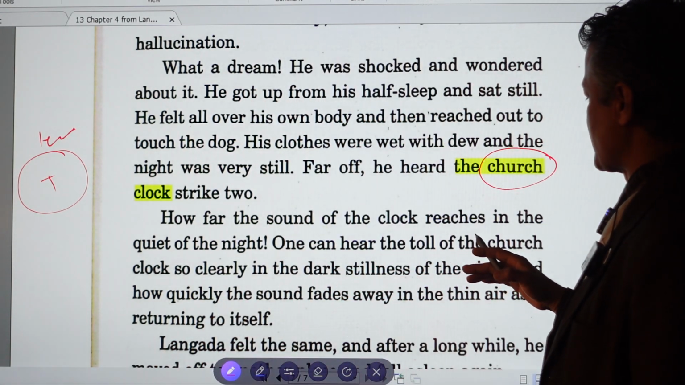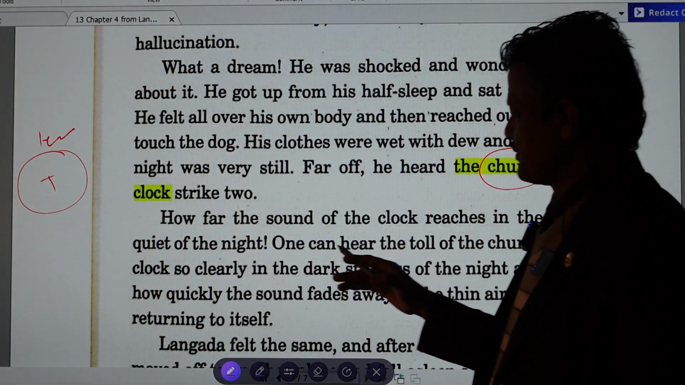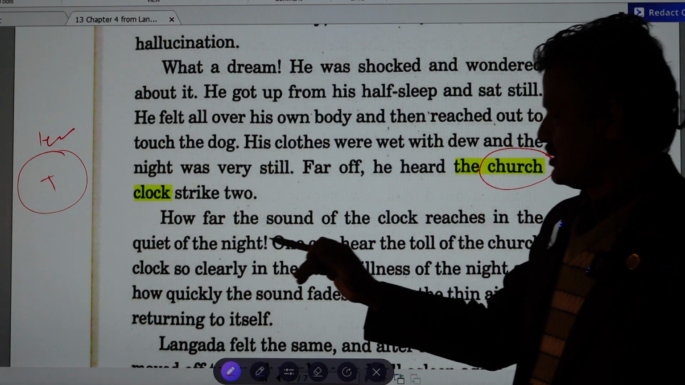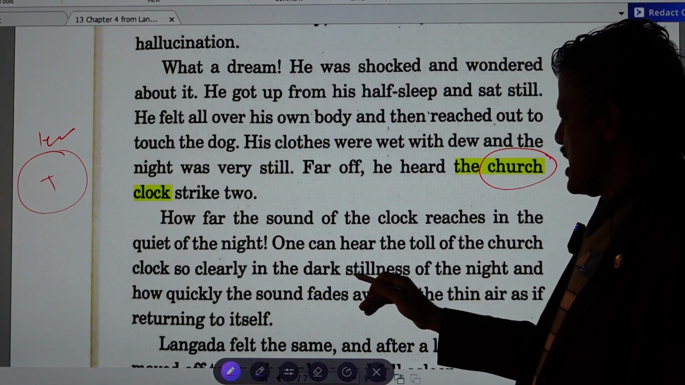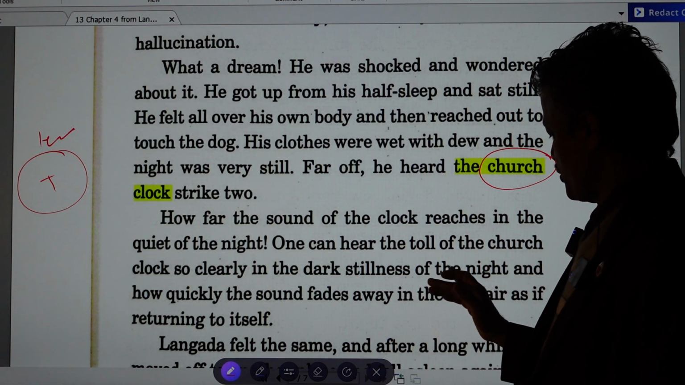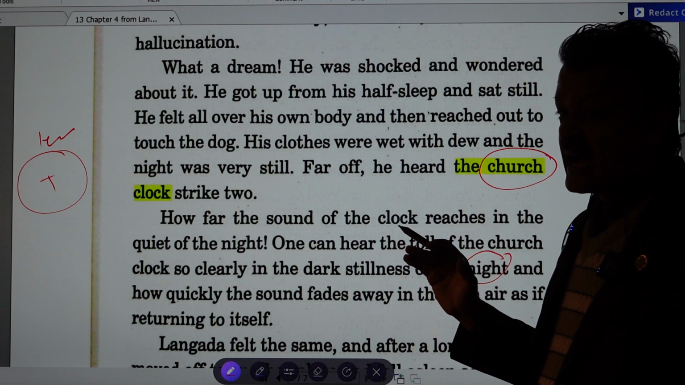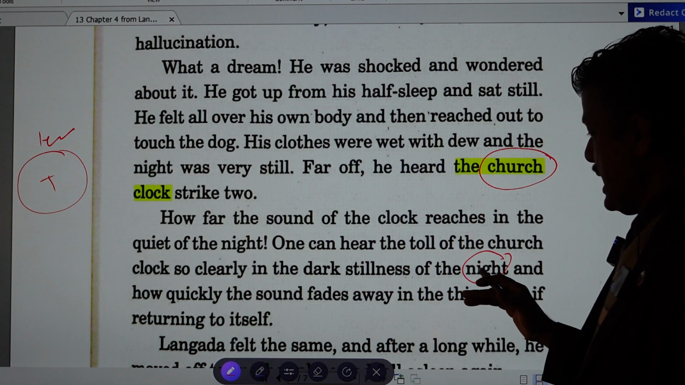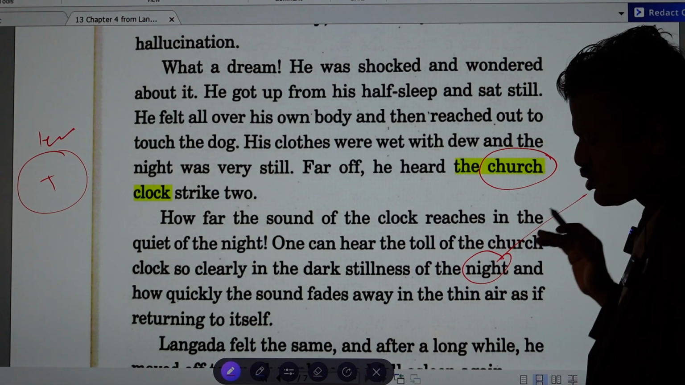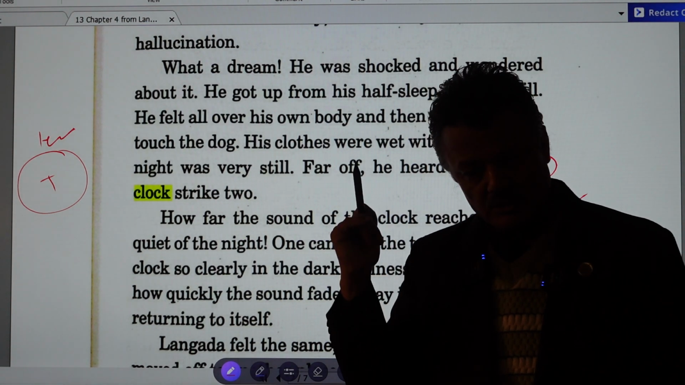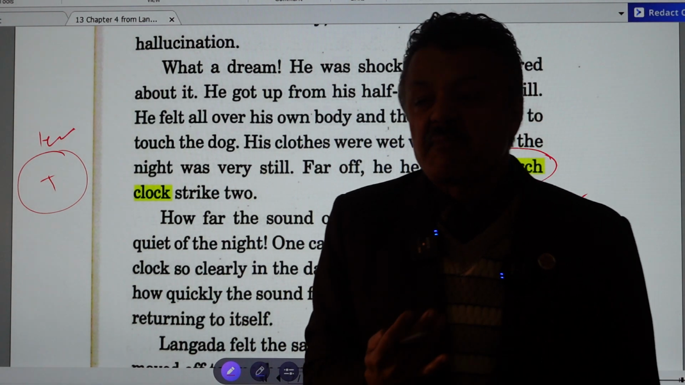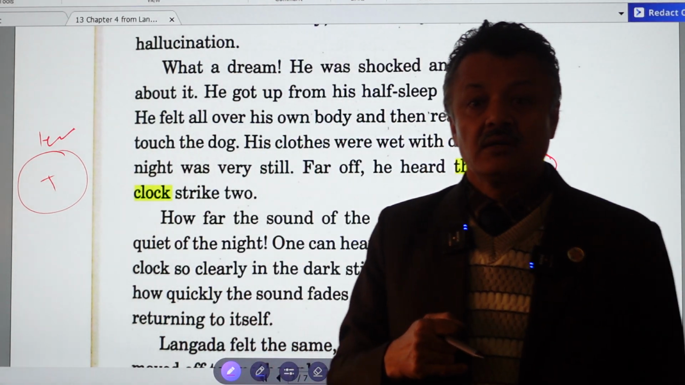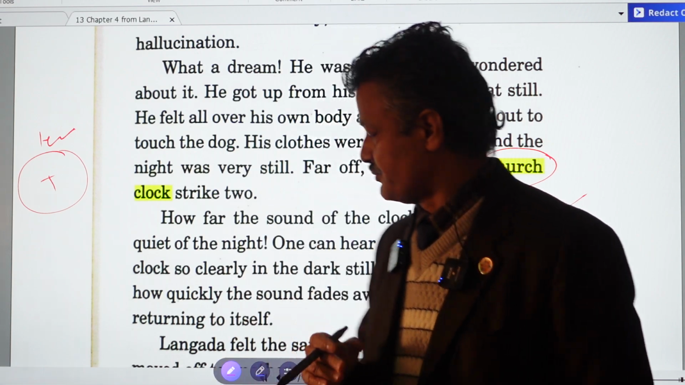How far the sound of the clock reaches in the quiet of the night, one can hear the toll of the church clock so clearly in the dark stillness of the night. Now, see the scene changes, night. The story began in early morning. Now it's night. The sun rose and brightness came in Langada's life. Happiness came in his life. Now night is falling. Now I feel like darkness will come in his life now.